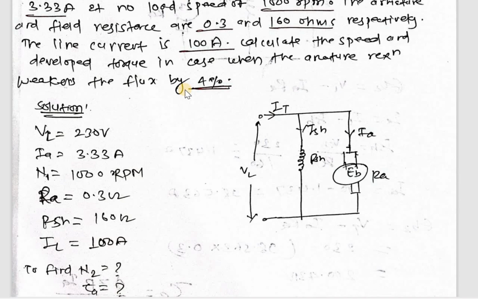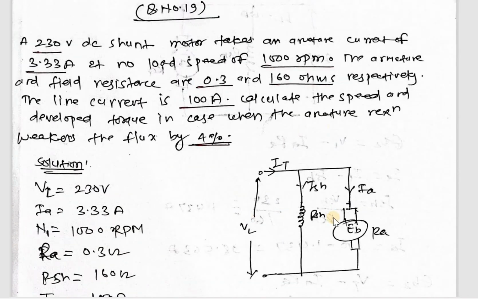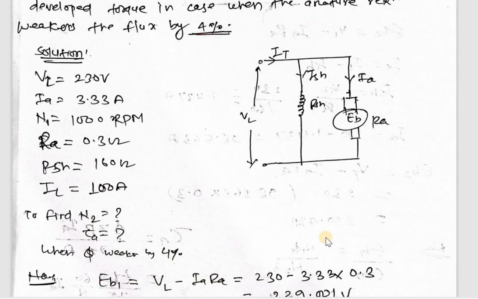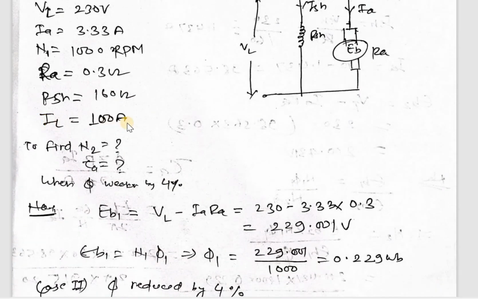This is the circuit diagram of the above problem. And here given VL equal to 230, IA equal to 3.33, N1 equal to 1000 RPM, RA equal to 0.3, RSH is equal to 160, IL equal to 100 ampere. Now to find N2 and torque when flux is weakened by 4%.